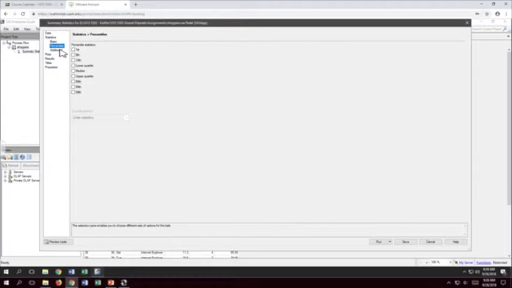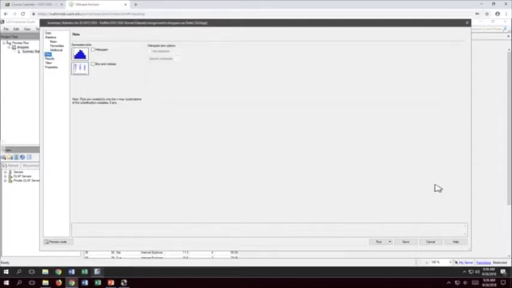We don't really need percentiles. Just for fun, let's do some confidence limits. And we're going to stick with our nice, trusted 95%. I don't know that I need any pictures or anything, really. Okay, so I'm going to run this.